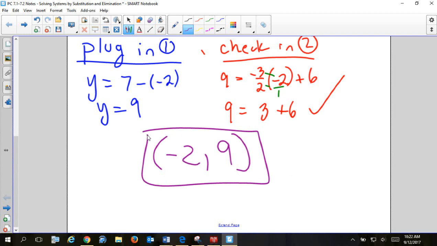So what happens if you go through all the steps, you plug in 1, you check in 2, but it doesn't equal? That means you made a silly mistake. Go find your mistake. So that's why we do that check in 2, so you have the opportunity to know if you got it right or wrong, and go fix it.